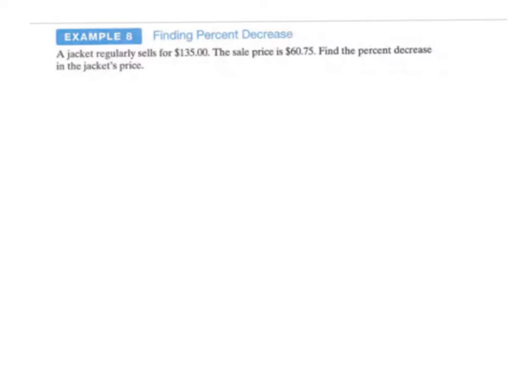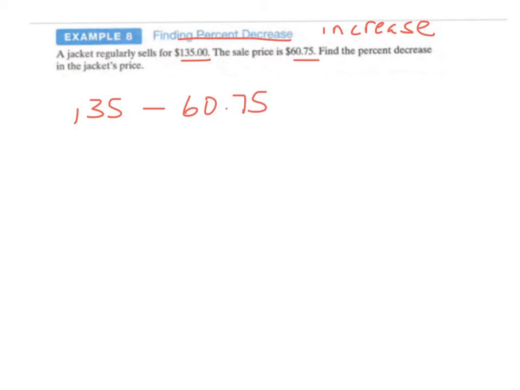To find percent decrease or increase, it makes no difference which one, we do it the same way. We have to know how much money is the difference between the original and what we're trying to do. So in this case, a jacket sells for $135, sale price is $60.75. So in this case, it's a decrease, so I'm going to subtract those two. And when I subtract those, I get $74.25.